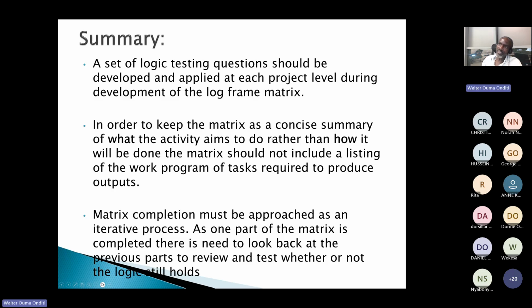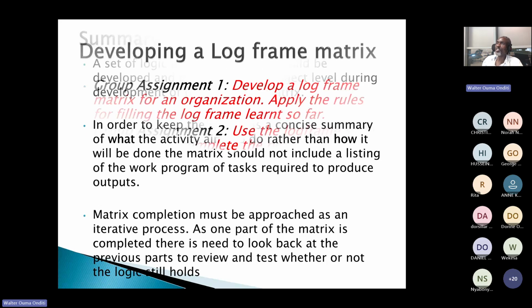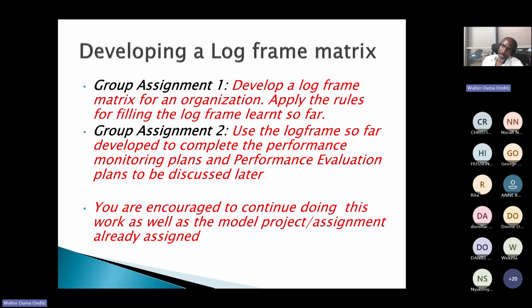a set of logic testing questions should be developed and applied at each project level during development of a log frame. In order to keep the matrix as a concise summary of what the activity aims to do rather than how it would be done, the matrix should not include a listing of work programs or tasks required to produce the output. Matrix completion must be approached as an iterative process, and you need to keep that in mind.